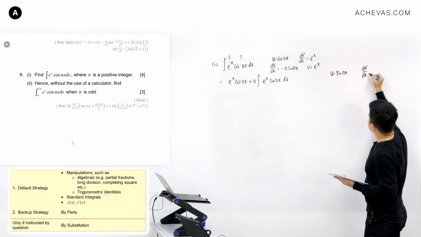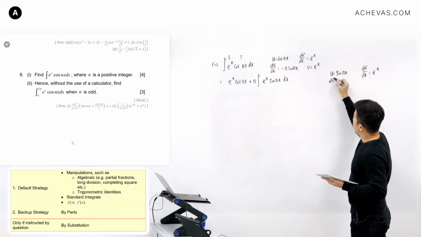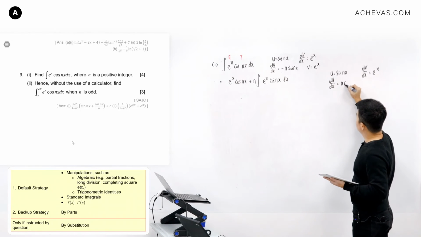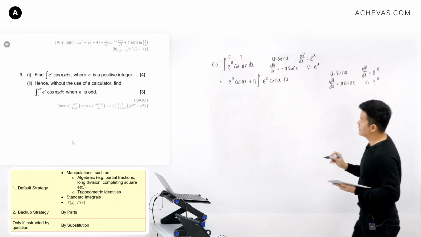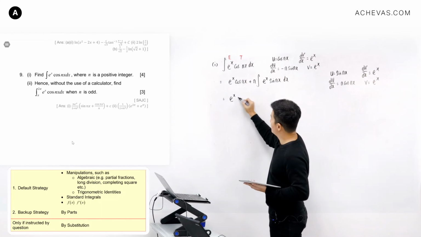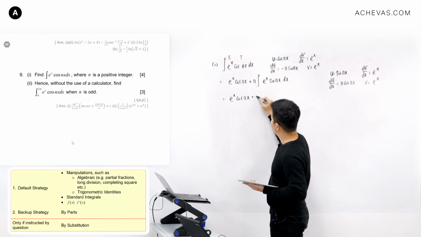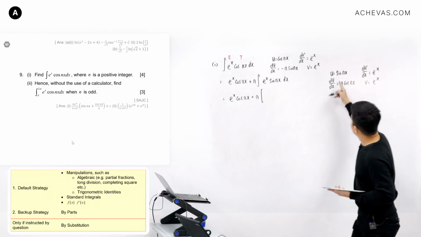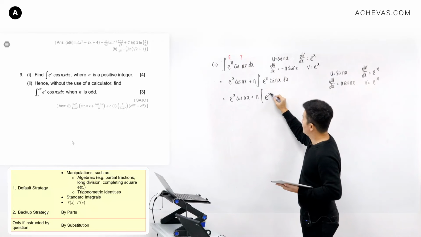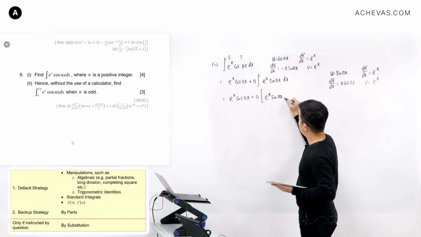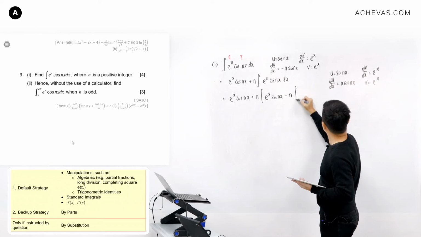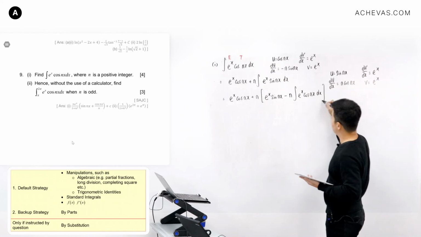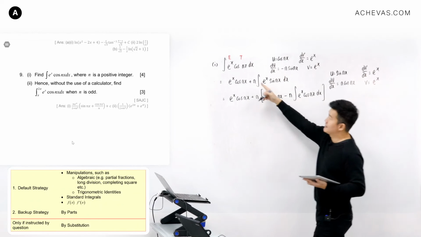And dv dx is e to the power of x. du dx is n cosine nx, and v is e to the power of x. So this is e to the power of x cosine nx plus n e to the power of x sine nx, minus the integration of v du dx, which is minus n integration of e to the power of x cosine nx dx. And this is where it starts to repeat again.